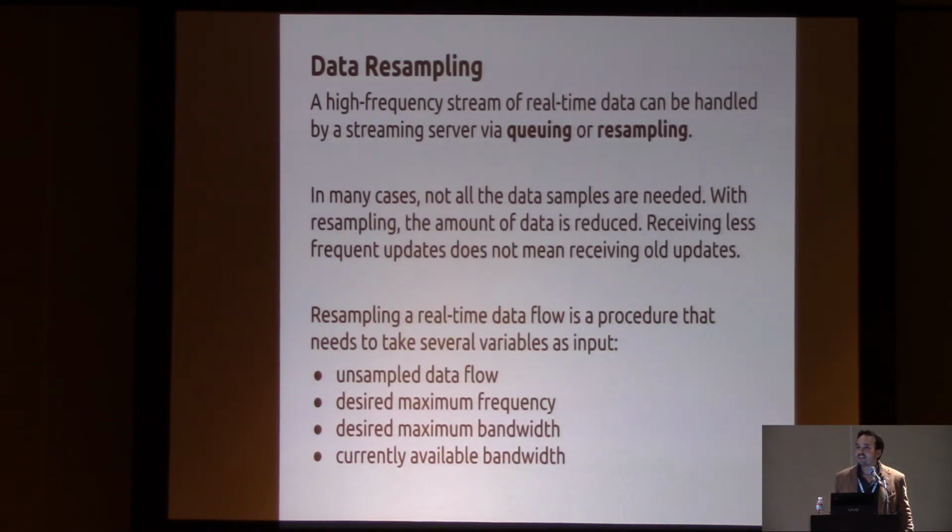But even if you're not able to deliver 30 updates per second, and you can only send 10 updates that are fresh and real-time, that is much better than sending 30 that arrive from the past, okay? Because reducing the amount of data that you deliver does not mean sending old updates. This is how resampling works.